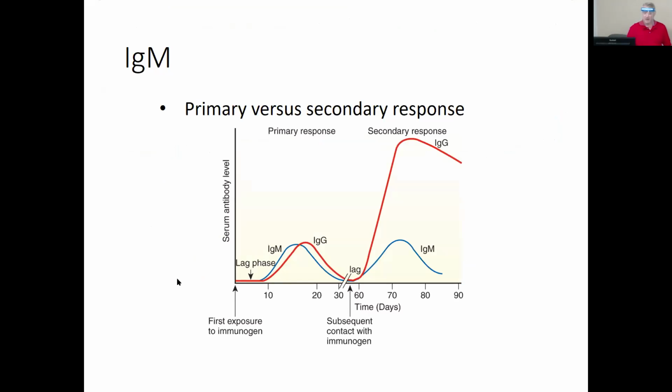So here's our classic primary versus secondary response. So the first exposure. This is what's been talked about so much with COVID: we don't know exactly what that time is, right? They push it to 14 days. Well, somebody could be exposed at time 0 and 2 weeks later they develop the illness.